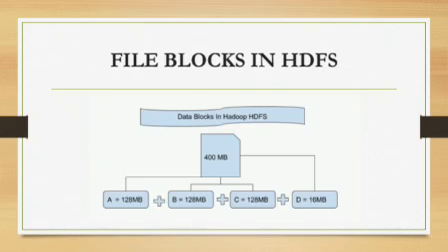Let's understand this concept of breaking down a file into blocks with an example. Suppose you have uploaded a file of 400 MB to your HDFS. Then this file gets divided into blocks of 128 MB plus 128 plus 128 and 16 MB, which is equal to 400 MB. This means 4 blocks are created, each of 128 MB except the last one.